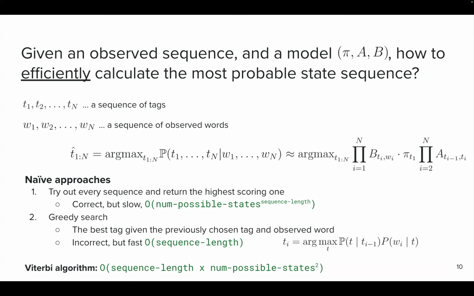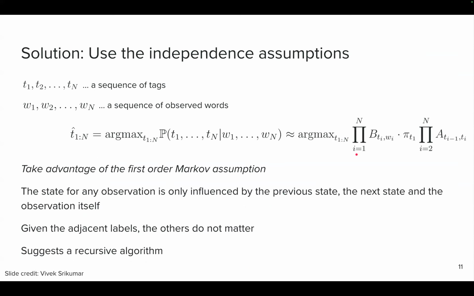And this brings us to another approach, which will have better runtime than this naive approach of running all of these sequences independently through this equation. So its runtime is going to be sequence length times number of possible states squared. It's a dynamic programming algorithm which will just pre-compute some of these operations, such that we don't need to recalculate them for every possible sequence of tags.